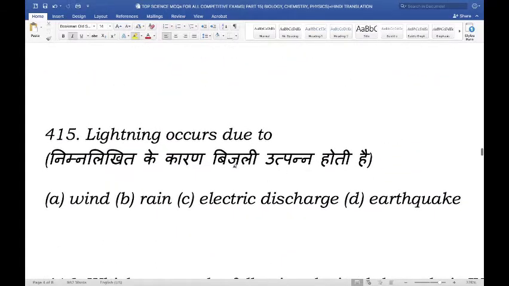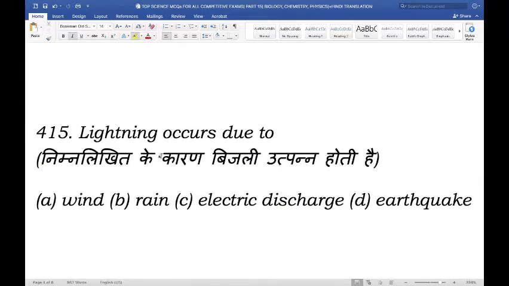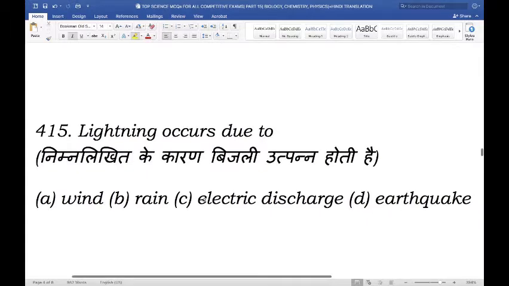Next, lightning occurs due to. Why does lightning occur? Is it because of wind, rain, electric discharge, or earthquake? And the right answer here is electric discharge. Electric discharge refers to the flow of electricity or electric charge through a medium. It is the visual discharge of atmospheric electricity. As lightning heats the air, it creates a shock wave that causes the sound of thunder.